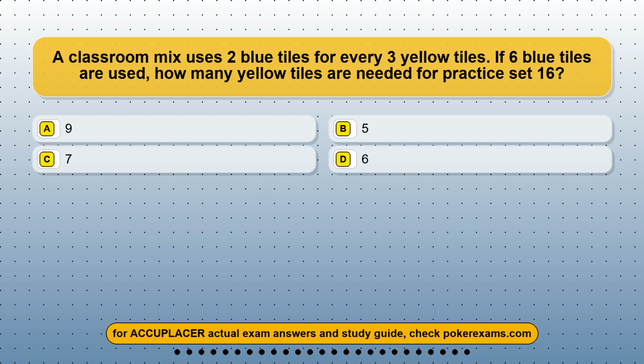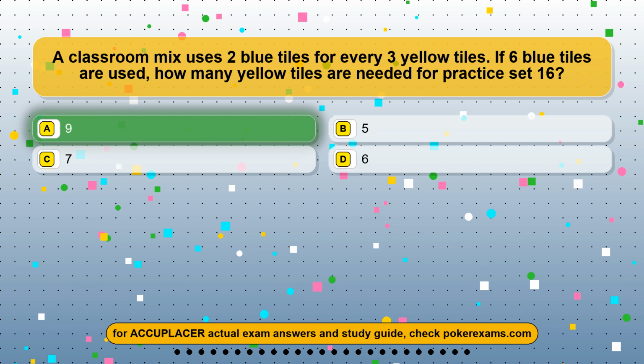Question 19. A classroom mix uses 2 blue tiles for every 3 yellow tiles. If 6 blue tiles are used, how many yellow tiles are needed for practice set 16? Option A, 9. Option B, 5. Option C, 7. Option D, 6.